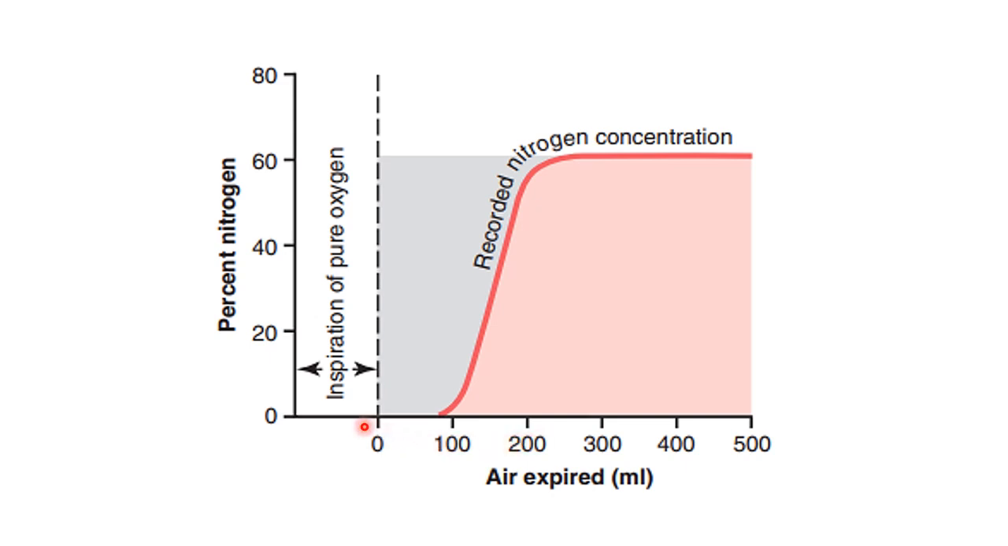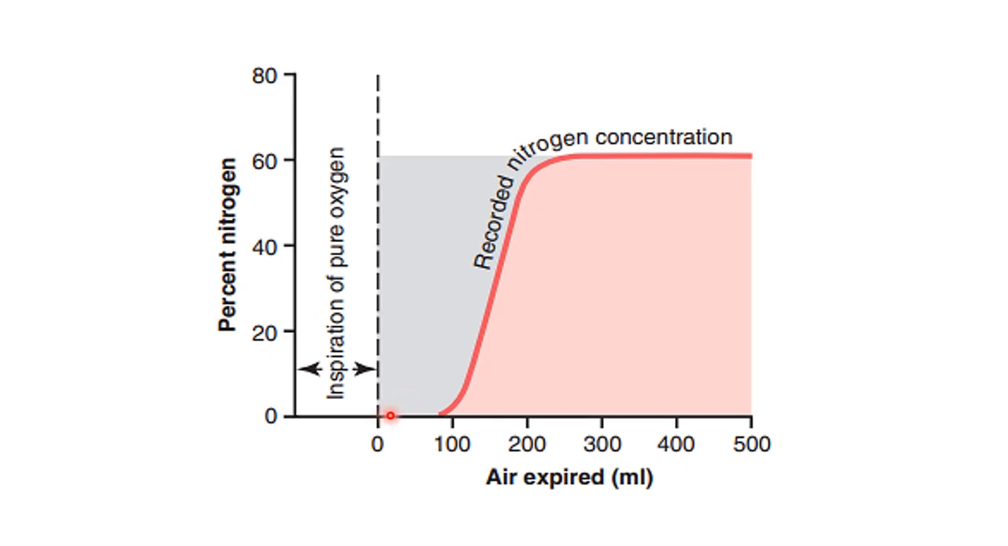So what happens initially is the patient inspires pure oxygen, and then after fully filling the lungs, the patient starts to exhale. But remember that the oxygen occupies all of the alveolar dead space, all of the anatomic dead space. So the oxygen occupies all of the anatomic dead space. And what happens during expiration?